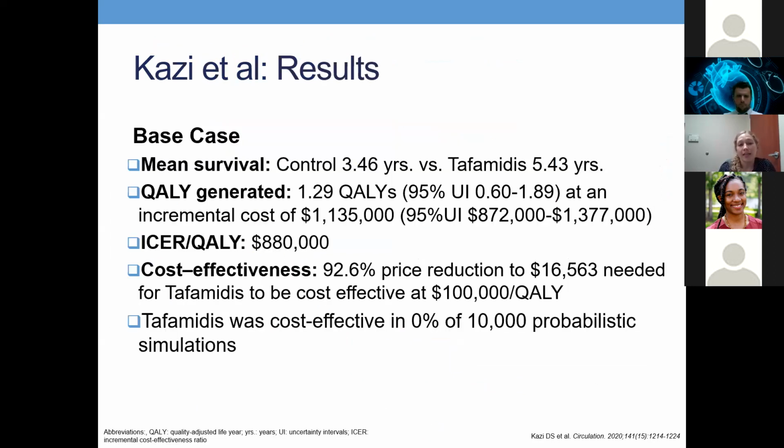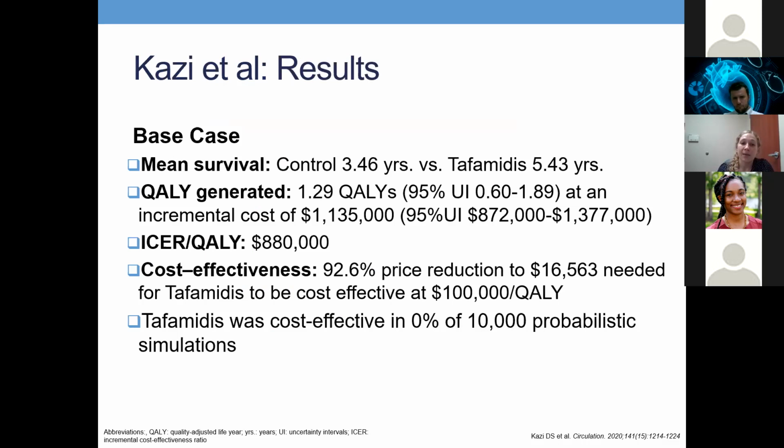Focusing on the base case, you can see that the mean survival in the control group was 3.46 years versus 5.43 years in the tafamidis group. So significant survival, exactly like we saw within the ATTRACT trial. The quality adjusted life years generated were 1.29 QALYs, which is a pretty impressive QALYs generated.